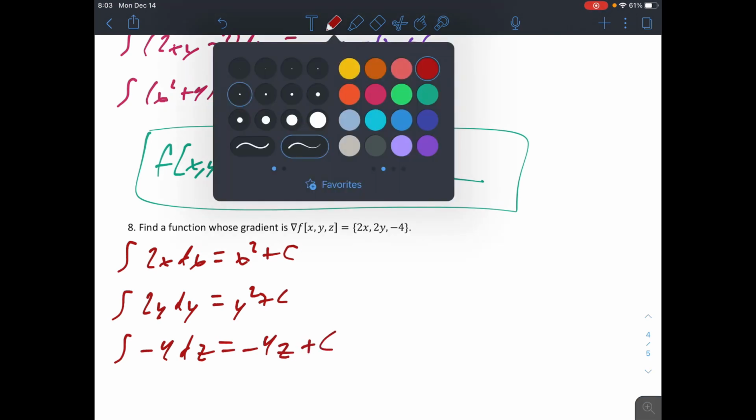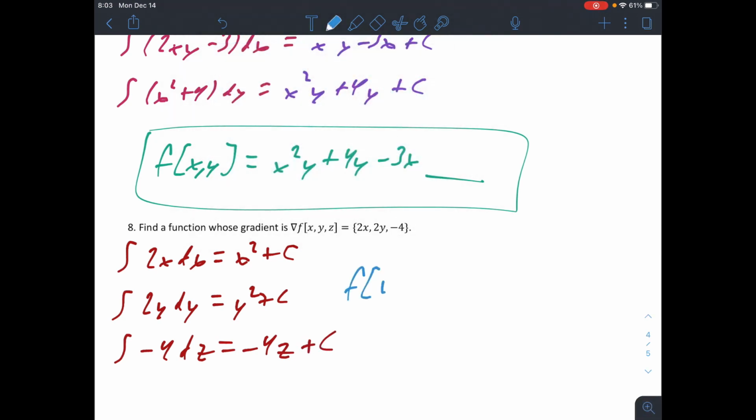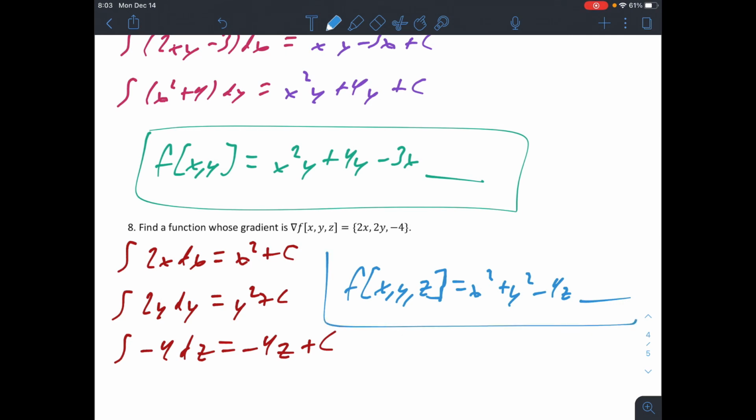So one example for what this function f of x, y, z could be would be x squared plus y squared minus 4z plus any constant that you want over there. So you can write plus 4, you can write minus 6, you can leave it blank, it doesn't matter, as you remember probably from BC.